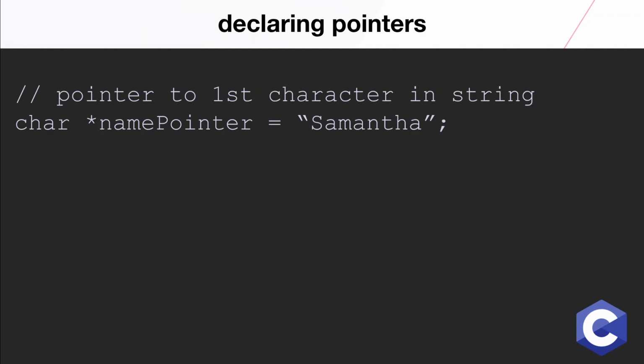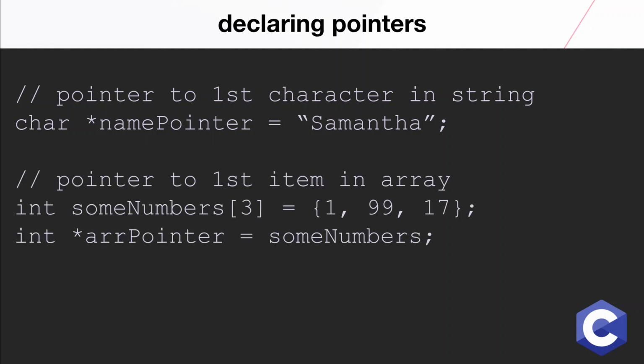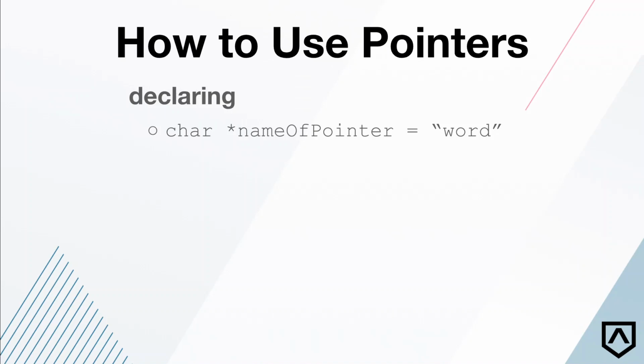Okay, and how this actually works, let's look at a couple of examples here. If I create a pointer that is pointing to a string, specifically it's going to point to the first character in that string. So my name pointer here is actually going to point to that S in Samantha. It's not going to point to the whole thing. Same thing if I create a pointer to an array. In the first line, I just created an array of ints. In the second line, I made a pointer to this array. That pointer is going to point to the 1 in my array. So it's going to point to the first thing in your string, the first thing in your array, the first piece of data in your struct.